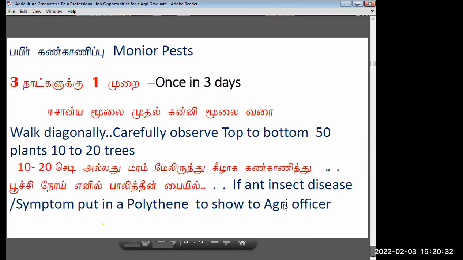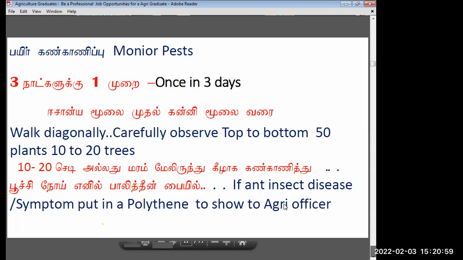Next, how to prevent the pest? We must monitor the crop once in 3 days. How to monitor? You walk diagonally from one corner of the field to the opposite corner of the field and observe 50 plants. 50 plants are 20 trees. Suppose in tengu krishi, the tengu tree has to be observed from bottom to top.